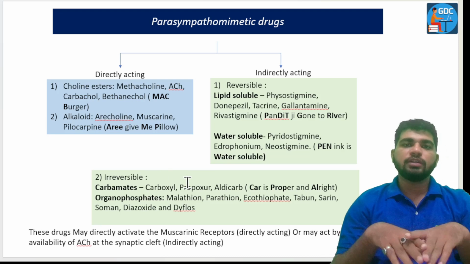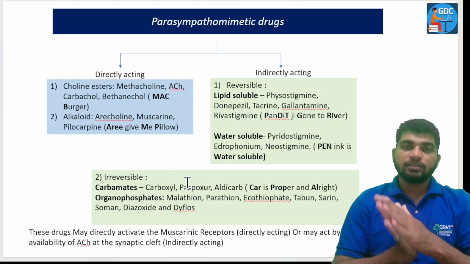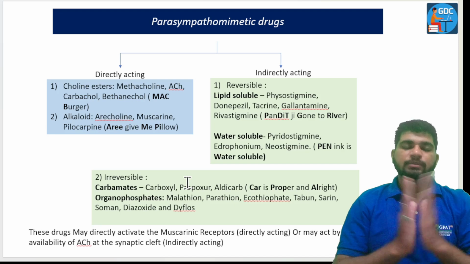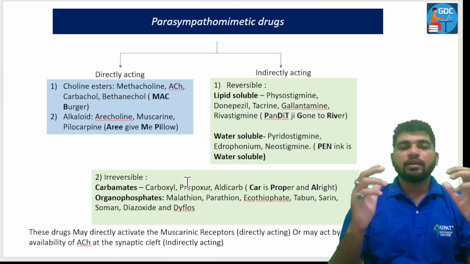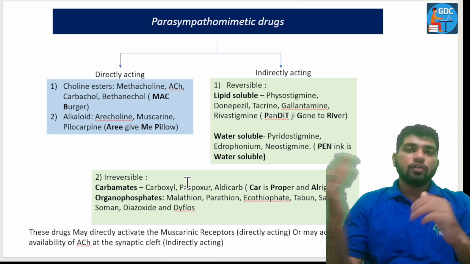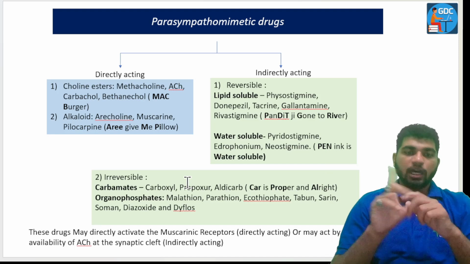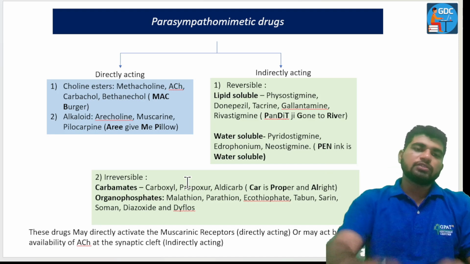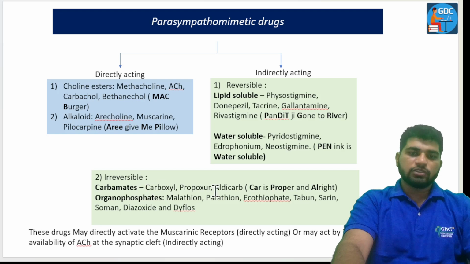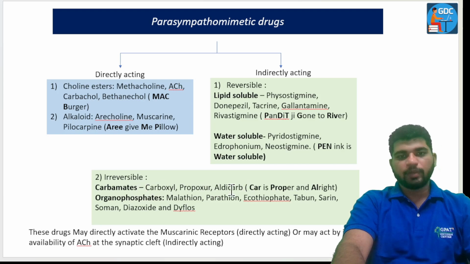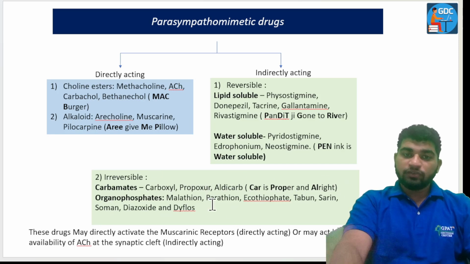Irreversible ones bind the acetylcholinesterase enzyme in an irreversible manner, so that they inhibit the enzyme for a very long duration of time. This includes carbamates and organophosphates. The carbamates are carbaryl, propoxur, and aldicarb. This can be learned through "car is proper and all right": car for carbaryl, proper for propoxur, and all right for aldicarb. Now the rest of the compounds automatically go into the organophosphates.